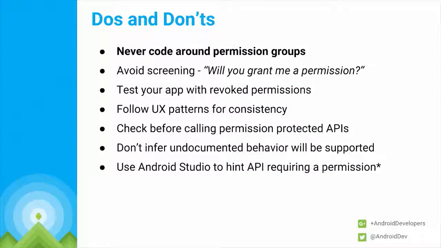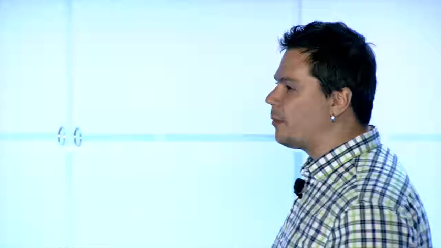So some do's and don'ts. Please don't code around permission groups. Don't assume that if you have one permission in one group, you have the other permissions in the same group. We reserve the right, because at the application level you're operating at the raw individual permission level, and the user controls the permissions at the group level. It's a simplification for the user, but please don't assume any grouping behavior. We want to reserve the right to add new permission groups and move permissions between groups. I'm not saying we will do it, but it's for the flexibility of the platform.